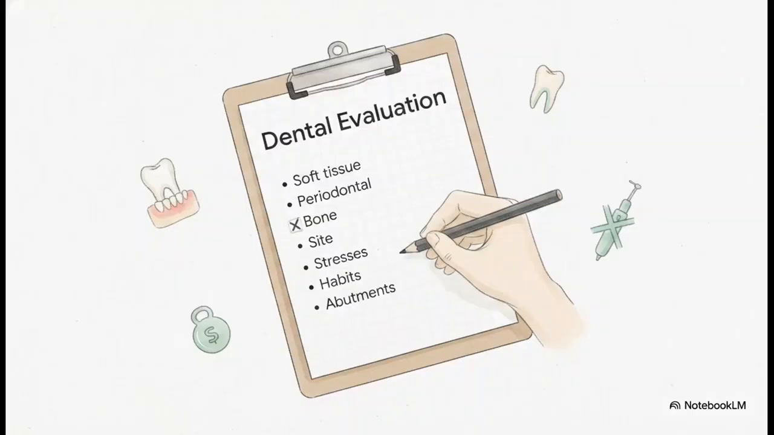Moving past medical history, your actual dental evaluation has to systematically check off these 7 specific boxes before you even think about picking up a handpiece. You've got to check the initial soft tissue, do a deep dive periodontal exam, assess available bone, scrutinize the specific implant site, analyze stresses, look at patient habits, and evaluate any natural abutments. If an exam question asks what precedes the surgical phase, remember this exact checklist.